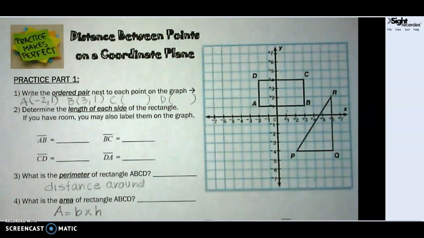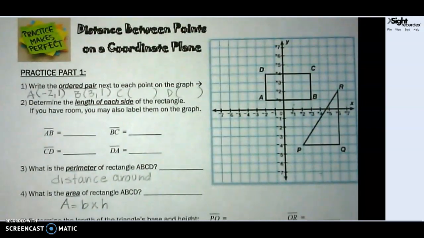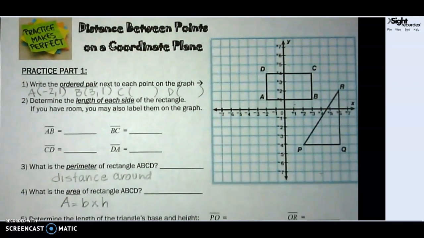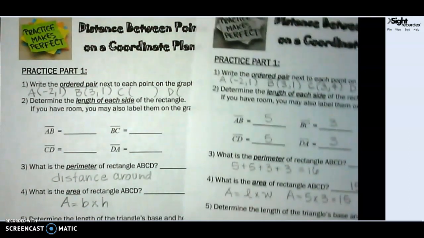We'll post the answers and you can check those out. I know you've had to listen to a lot today, but I think it's important that you recognize why we learned about absolute value: so that we could find the distance between points on the coordinate plane.